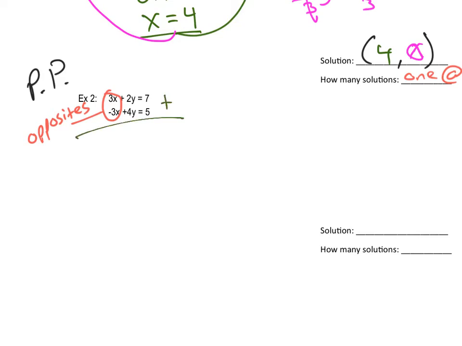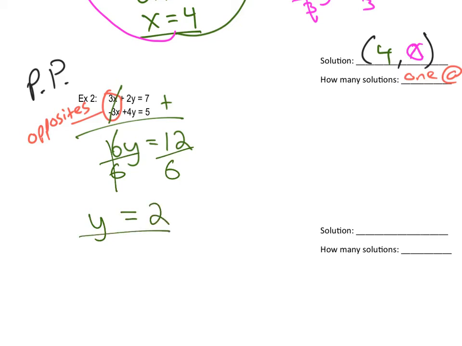We're adding these two together to eliminate the x. 2y and 4y makes 6y. 7 plus 5 is 12. Now we're going to solve this by dividing by 6. Y equals 2.